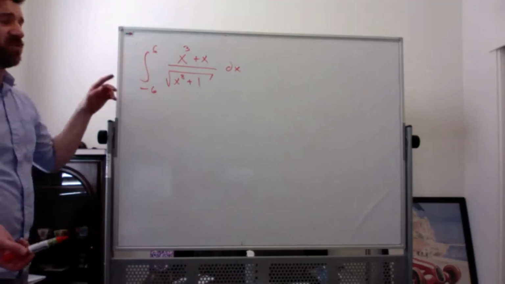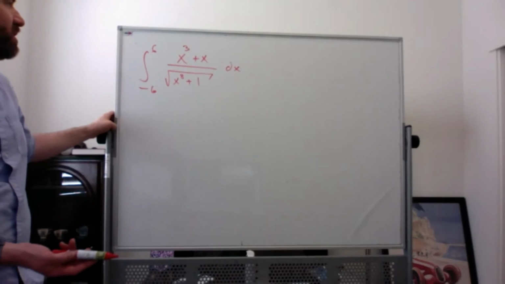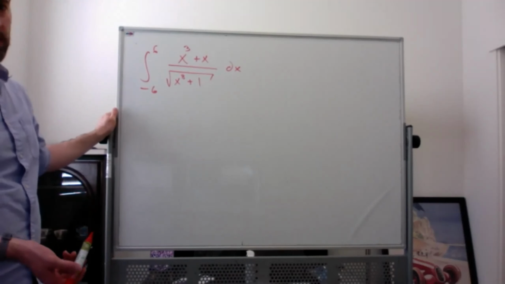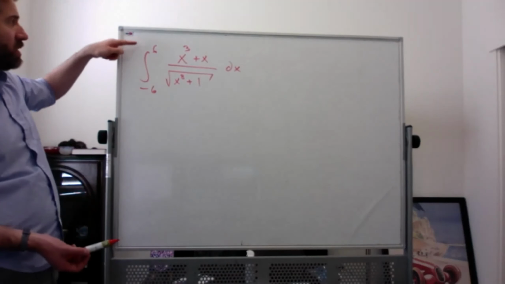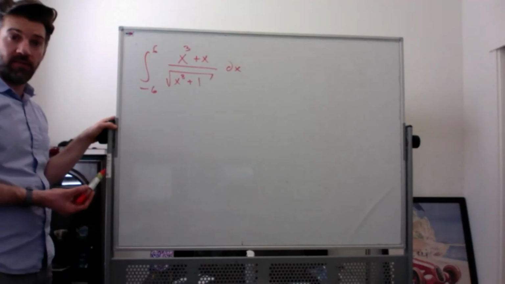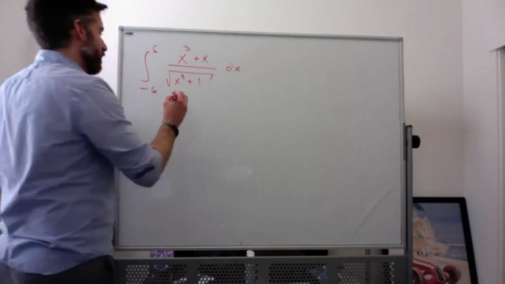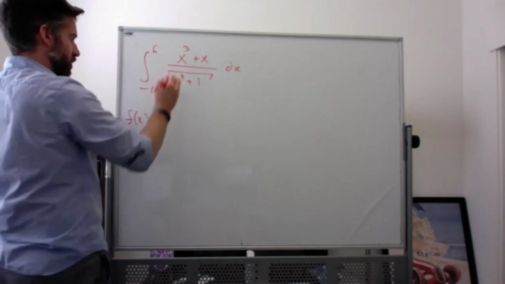So this function looks really, really hard to integrate. I have no idea how it actually integrates. If you see something that looks really, really complicated, and you also notice that the limits of integration are opposite numbers of each other, there's a good chance that that's an odd function. Let's check. So is our function odd? So f of x is this function here.